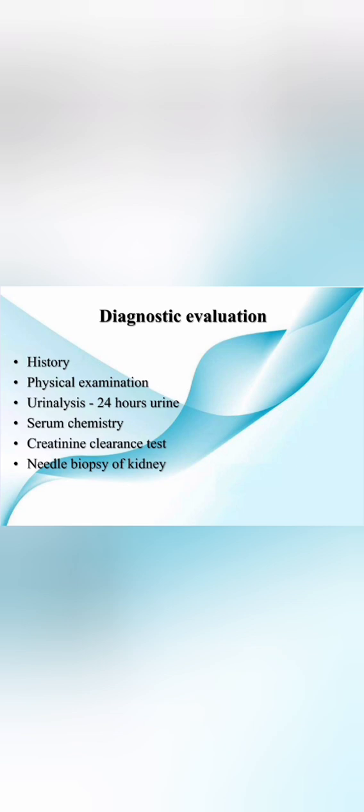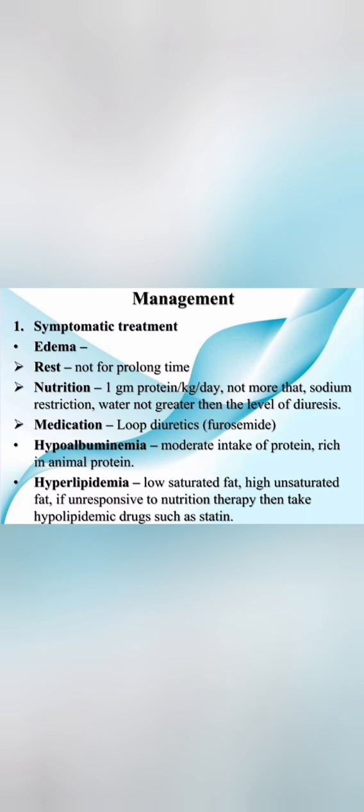And next we move on to the management. In management, we have to provide symptomatic management for the edema. Here we are providing adequate rest, nutrition, 1 gram of protein per kg. If the baby is 10 kg, we have to provide 10 grams of protein per day, not more than that. Sodium restriction we have to provide, water not greater than the level of diuresis, and then medications.